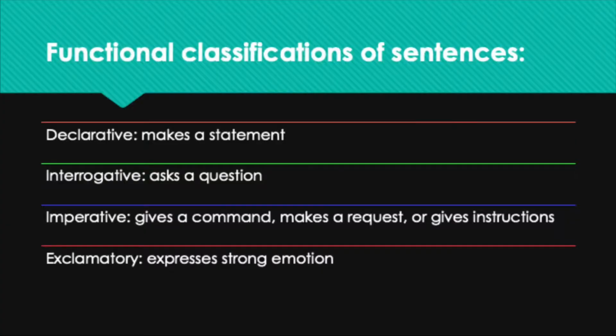So back to the top, a declarative sentence is a sentence that makes a statement. It declares something. An interrogative sentence asks a question, right? It's interrogating the reader in a way. You could think of it that way. It's going to ask a question. And an imperative sentence is going to give a command. It's going to make a request, or it's going to give instructions.